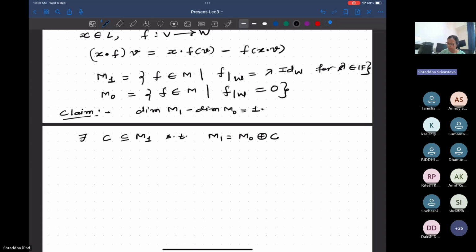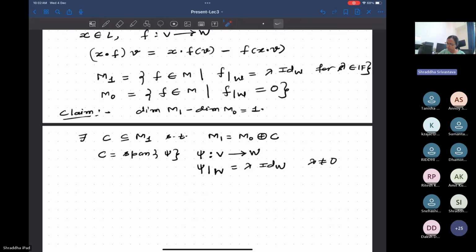And where the dimension of C, so this is a complement for the co-dimension 1, means the dimension of C is 1. So my C is going to look like the span of some linear map psi, where psi is a map from V to W, and psi restricted to W will be some lambda times identity on W, and this lambda is not 0. Why? Because it is a complement of M0. If it was 0, then it would land in M0. It cannot be 0.